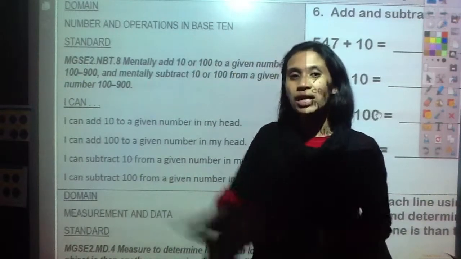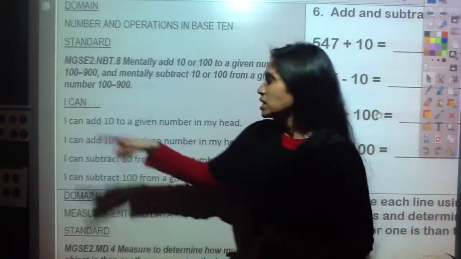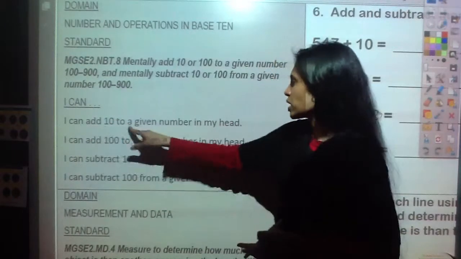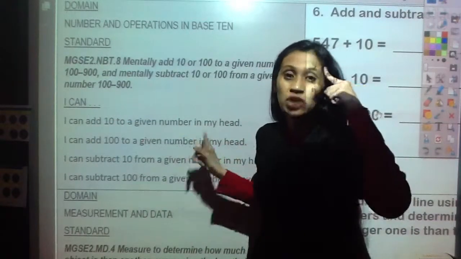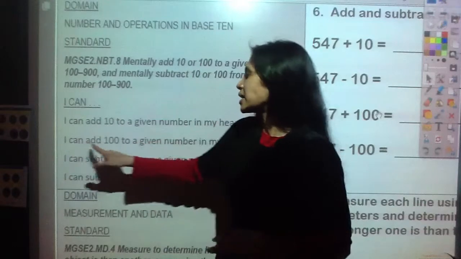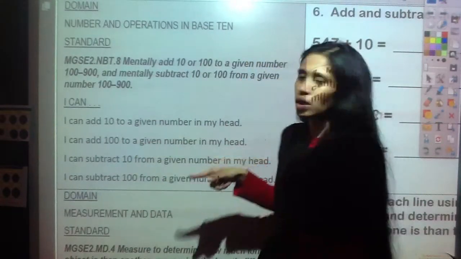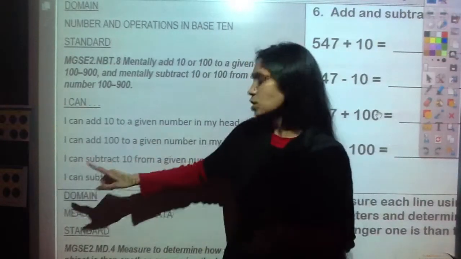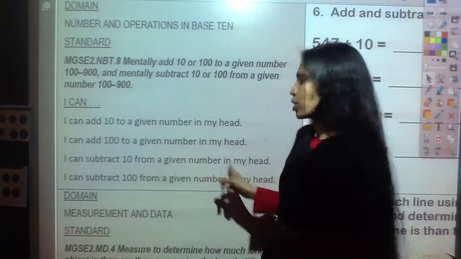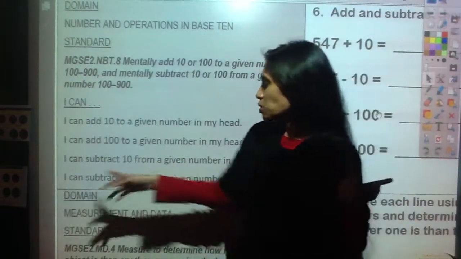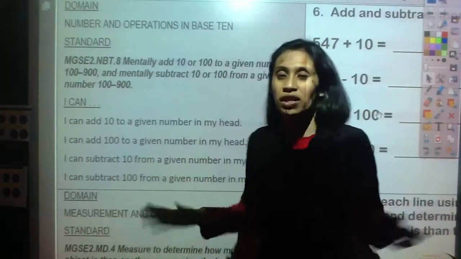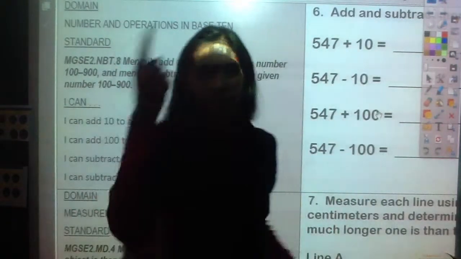So if you can do that, you get to say these I can statements. I can add 10 to a given number in my head. That's what mentally means. I can add 100 to a given number in my head. I can subtract 10 from a given number in my head. And the last one, I can subtract 100 from a given number in my head.